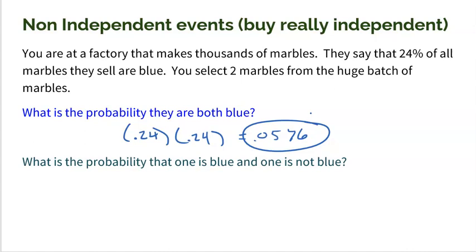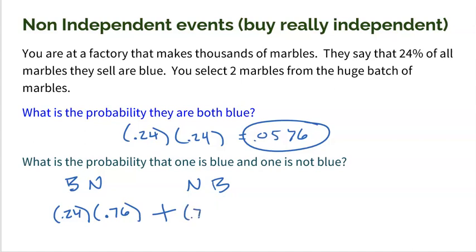All right, what is the probability that one is blue and one is not blue? Okay, so we can have blue, not blue. That'd be 24% for the blue, and then obviously 76% for the not blue. If 24% are blue, the opposite, 76%, are non-blue. So again, blue, not blue. But we could do a distinguishably different outcome here. We could have the not blue first, and then the blue. So that would be 76% for the not blue, 24% for the blue.